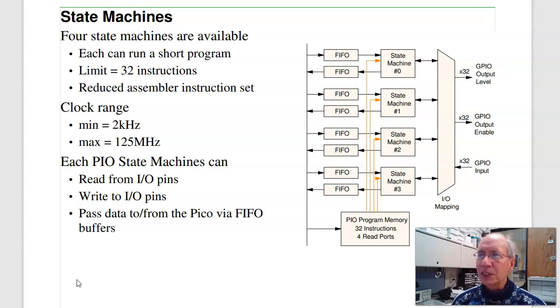Now for the state machines, there are 4 state machines available in each PIO. Each can run a short program that's limited to 32 instructions with a reduced assembler instruction set. The clock range of each of the state machines is anywhere between 2 kHz and 125 MHz. And each state machine can read from the I/O pins, they can write to the I/O pins, and pass data to and from the Pi Pico via first-in, first-out buffers.